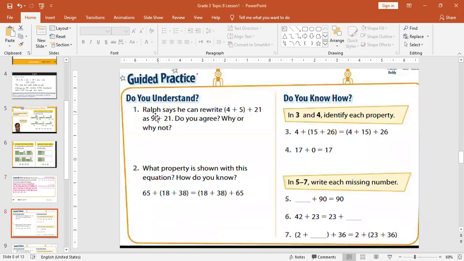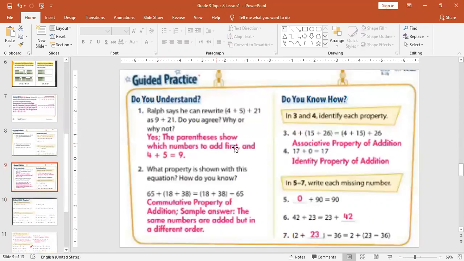Now here, Ralph says he can rewrite 4 plus 5 in a bracket plus 21 as 9 plus 21. Do you agree? Yes, he can. Why or why not? Because 4 plus 5 equals 9. So that's why I can write it by adding 4 plus 5 equals 9.